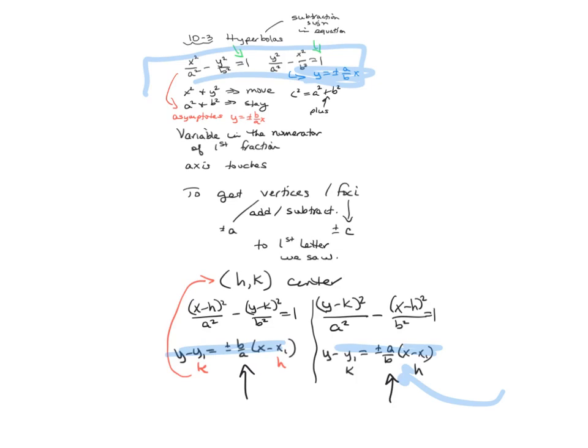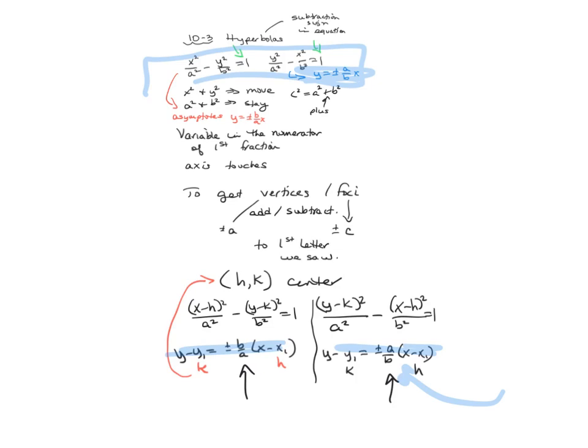Again, vertices, you're always adding and subtracting the A value. Foci, you're always adding and subtracting the C value. And the only ones that have co-vertices are the ellipses, and that would be using your B value, where you get from B squared. So again, remember what moves. In the hyperbolas, the X and the Y move. In the ellipses, it's the A and the B squared that move.